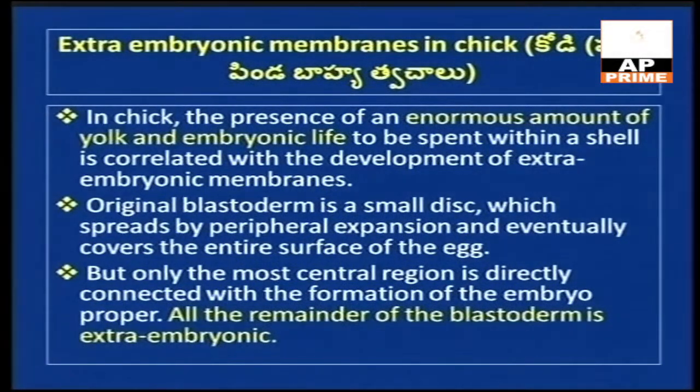The true blastodisc is present in the form of a small disc, and it spreads by peripheral expansion and eventually covers the entire egg surface. But only the central region, a small portion, is directly connected with the formation of the embryo proper. All the remaining surrounding cells are involved in the development of extra embryonic layers.